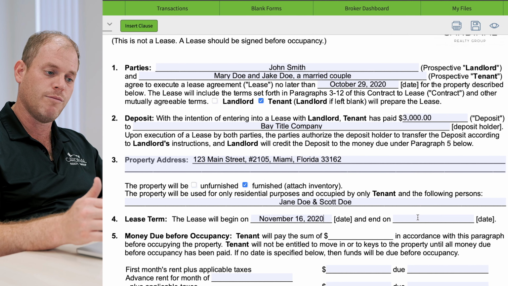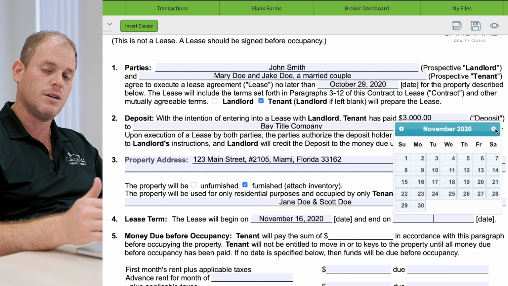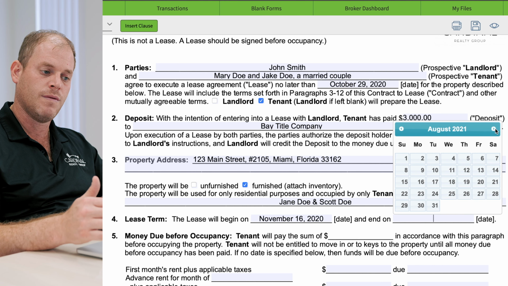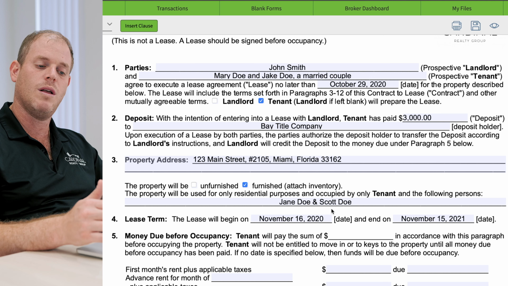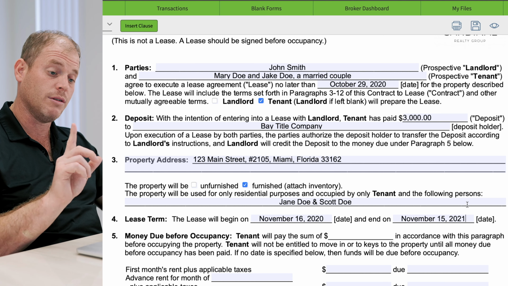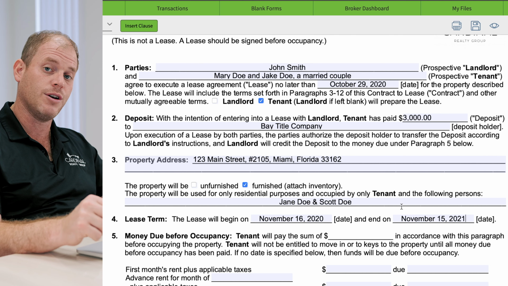It's going to be a 12-month lease. So you're going to count 12 months till next year, which is November 15th, right? So November 16th, 2020, and the lease will end on November 15th, 2021. That's a one-year lease for everyone out there who could not count.